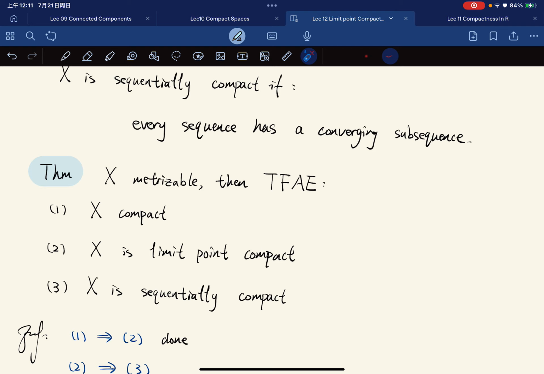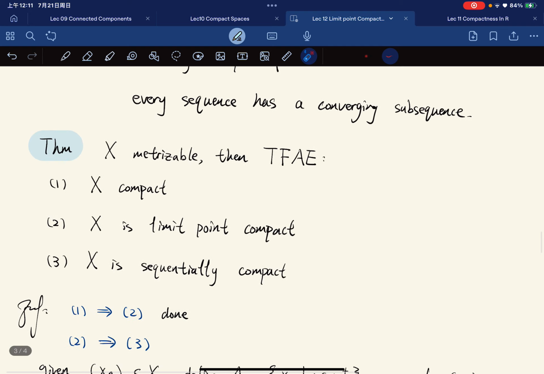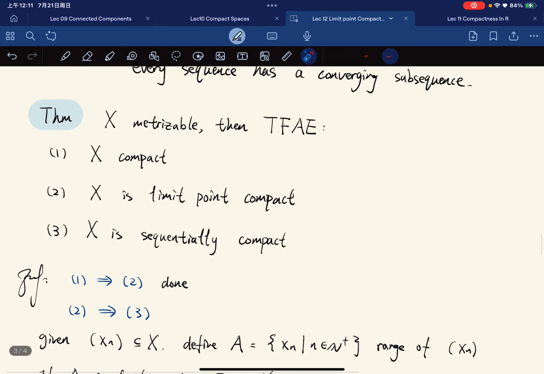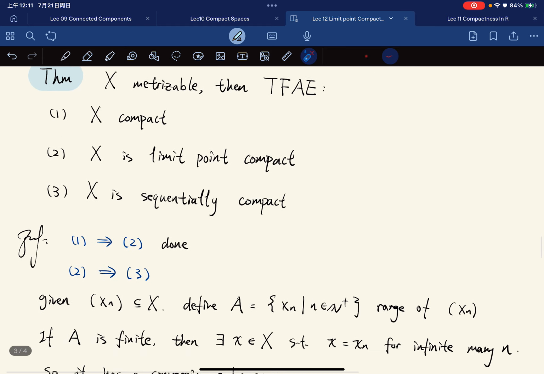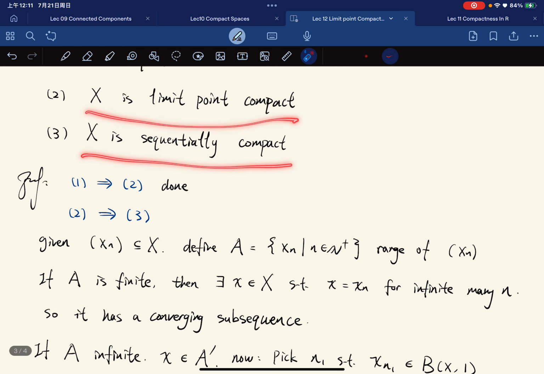And this is the only theorem that I'm going to prove in this lecture. It is an important one, for metrizable spaces. Okay? So 1 implies 2, we just did it: compact implies limit point compact. Now we show 2 implies 3: limit point compact implies sequentially compact.